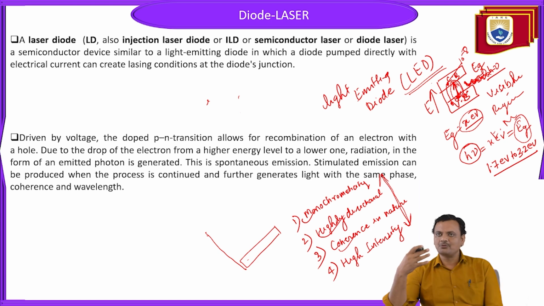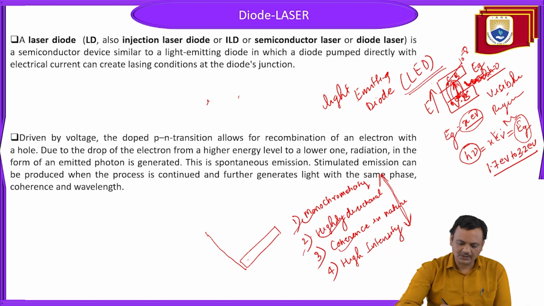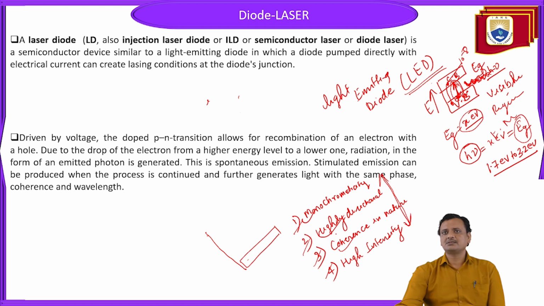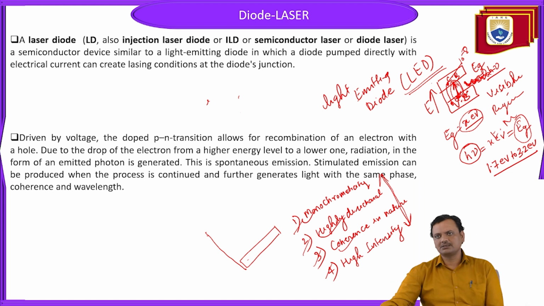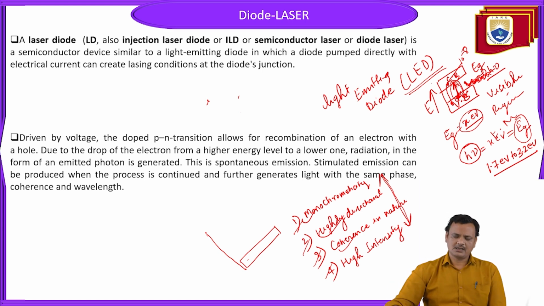But if anyhow you maintain such conditions so that the light emitted by the LED follows all these four characteristics, meaning the light is monochromatic in nature, it propagates unidirectionally, highly directional, that light is in phase, meaning coherence in nature, and it contains a large number of photons per unit volume, then you can say that that is the laser, not a light emitting diode.